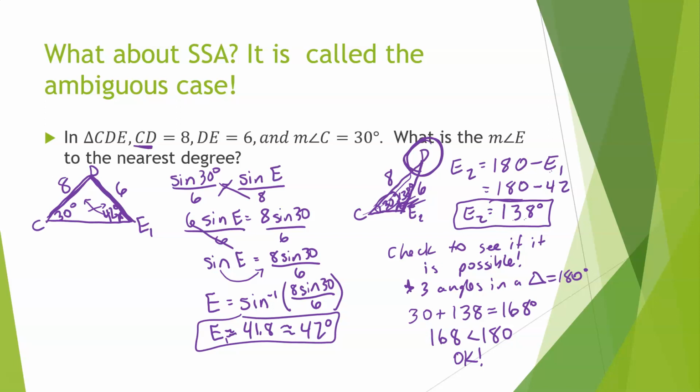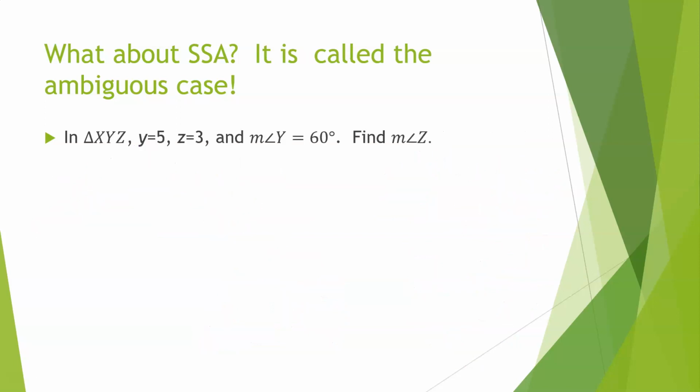All right, let's do another example. So it says in triangle XYZ, so I'm going to draw my triangle XYZ, length of Y, so across from Y is 5, length of Z, so across from Z is 3, and measure of angle Y is 60.